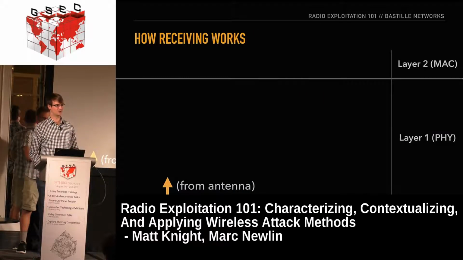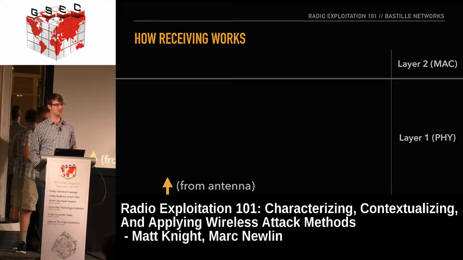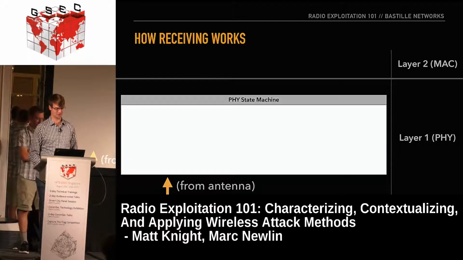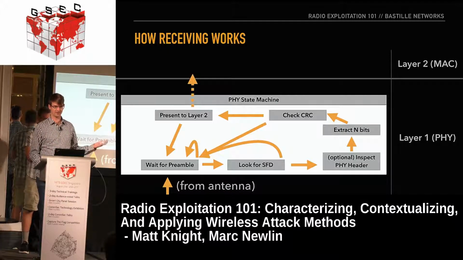So receiving is quite a bit more involved. Essentially, the receiver captures the waveform on an antenna, and it performs the demodulation, which is the inverse of the modulation function. But then it gets run into the physical layer demodulating state machine. And if you were to parse this out, it looks kind of like this. It's very complicated. We're not going to cover this in detail.